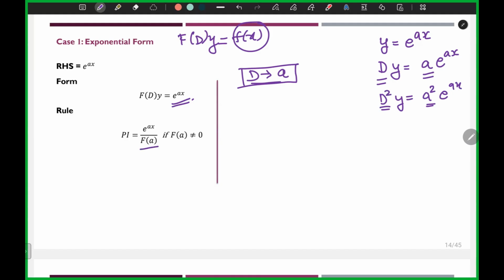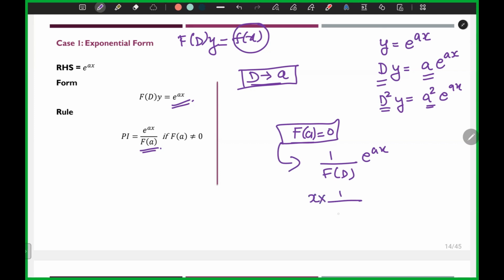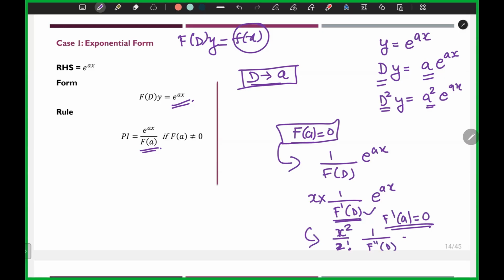Here it should be provided that f(a) is non-zero. If f(a) is zero, then we just multiply by x and differentiate the operator, that is x times 1 over f'(D) on e to the power ax. If f'(a) is still 0, then we go for the further step to find the particular integral, and that is nothing but x squared over 2 factorial, differentiating the operator 2 times, on e to the power ax.